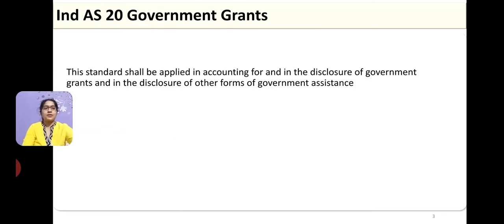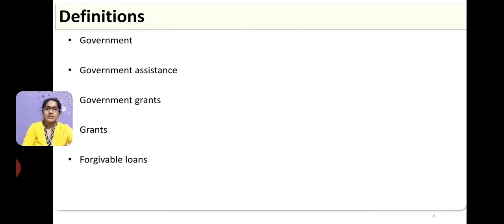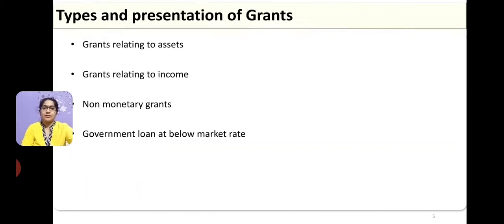of accounts. So basically in this session I will be using the term government assistance, government grants, then forgivable loans. So Ind AS 20 defines all these items. So when we talk about government grants, what are the different types of grants or the government assistance, what are the different ways in which an organization can get the government grants?